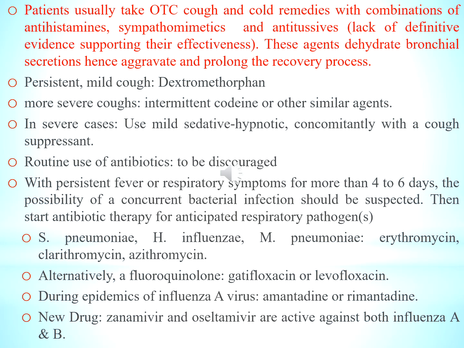Then start antibiotic therapy for the anticipated respiratory pathogen. So pathogens should be identified first. Then for Streptococcus pneumoniae, Haemophilus influenzae and Mycoplasma pneumoniae, erythromycin, clarithromycin and azithromycin can be given. Alternatively a fluoroquinolone, that is gatifloxacin and levofloxacin, can be included. During epidemics of influenza A virus, amantadine and rimantadine can be given. Then new drugs such as zanamivir and oseltamivir are active against both influenza A and B virus.